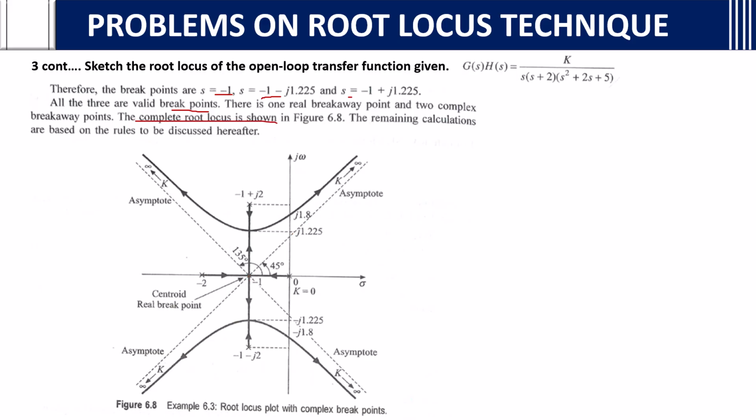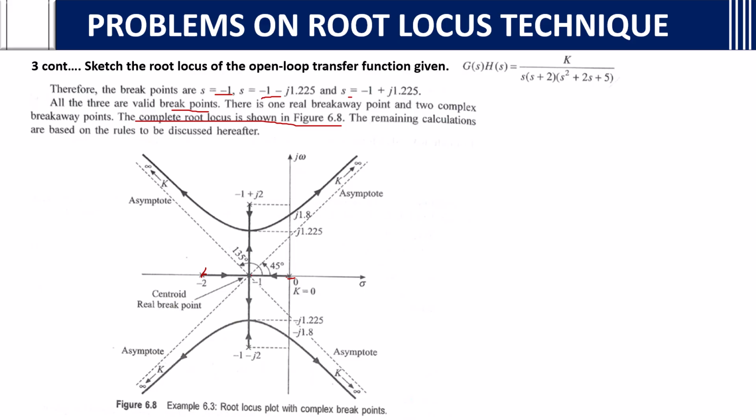The complex root locus is shown in what? Figure 6.8. The remaining calculations are based on the rules to be discussed hereafter. This is not required. See here. See how it is written, s is equals to 0 first and s is equals to minus 2. You should draw between what? 0 and minus 2. That is final.